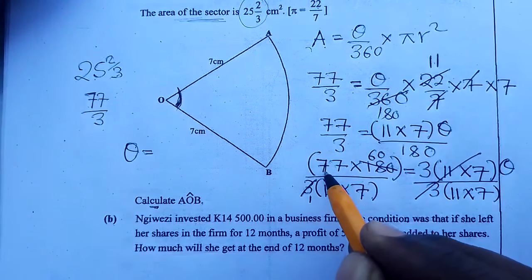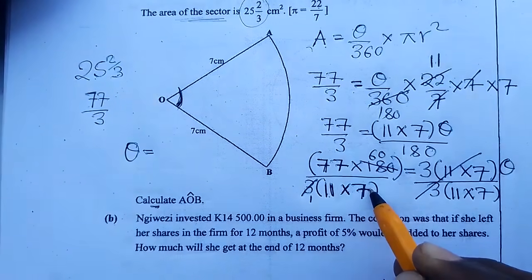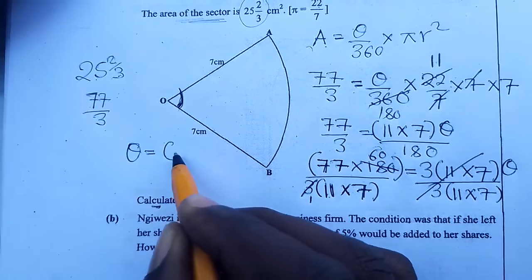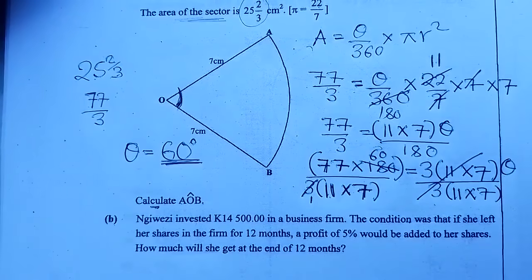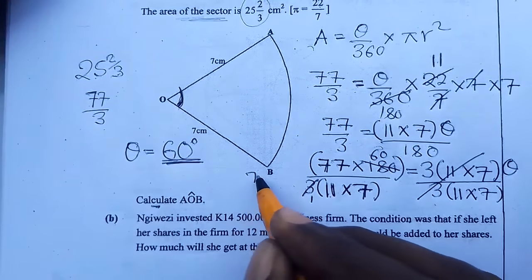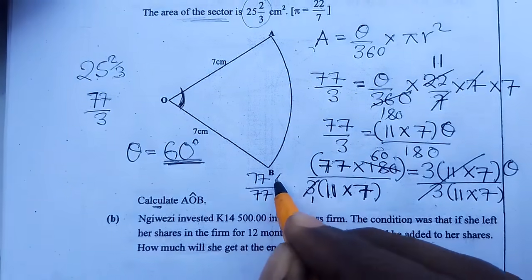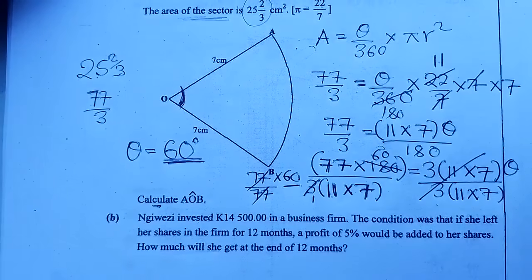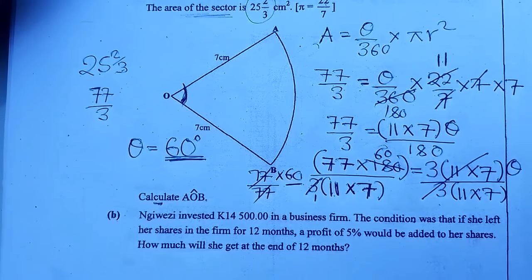Hope you've gotten the concept here. 11 times 7, you get 77. So 77 cancelled. You're going to have a schist there. The 3 has gone. So the theta there, it is what? Schist. This is your answer. Here, we're going to have 77 over 77, then times the schist there. So this cancelled. You remain with 60 degrees there. So these are the methods that you need to be using and understand.